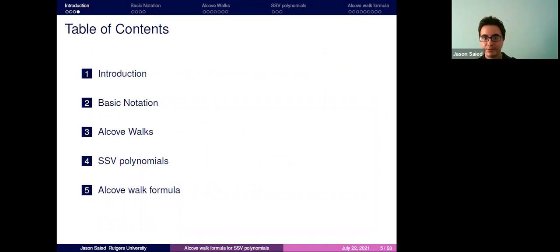So that was the introduction. Now we'll give some basic standard notation for type A root systems and all that. Then I'll introduce you to alcove walks and SSV polynomials. And finally, we'll conclude with the alcove walk formula and a bunch of applications of it.